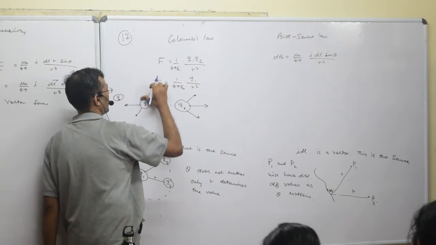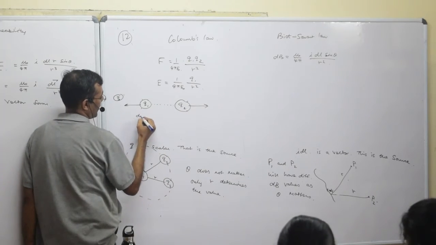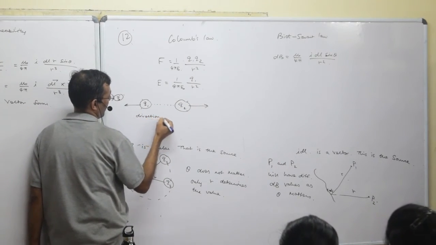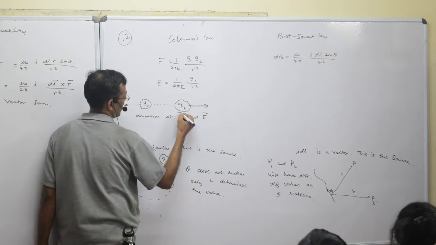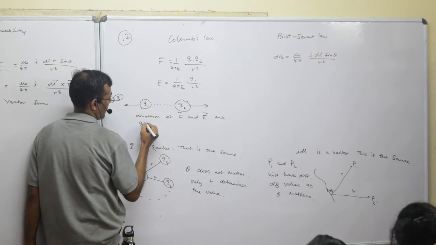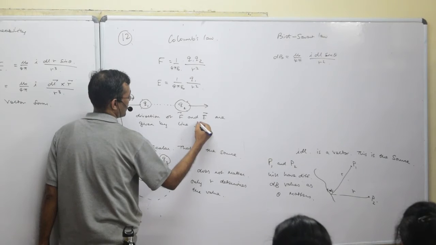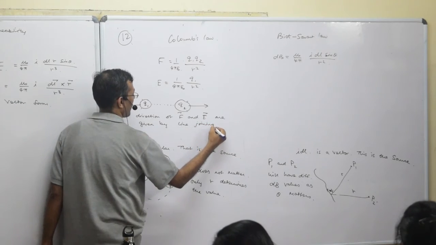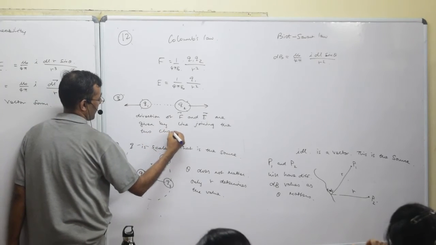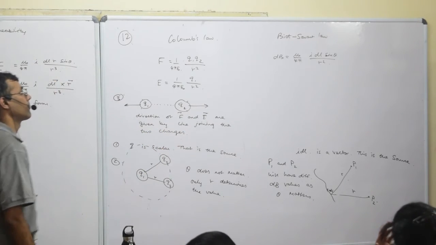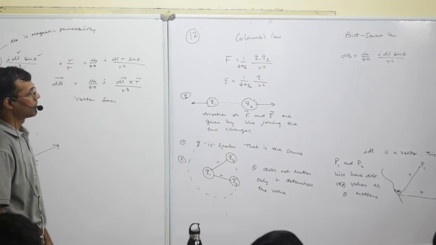So you don't have to show this. Direction of force and electric field are given by line joining the two charges. Okay, this you already know from your first and second chapters or the first chapter.